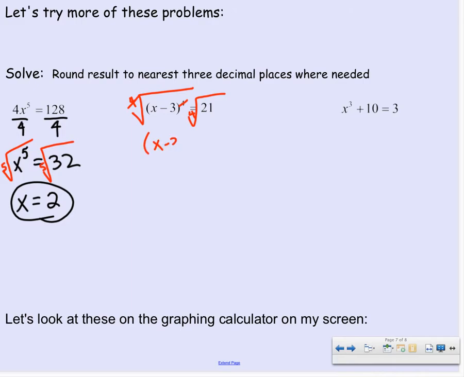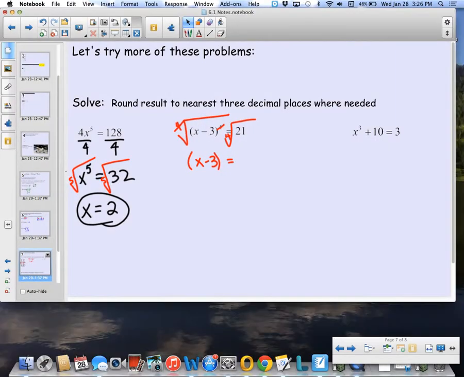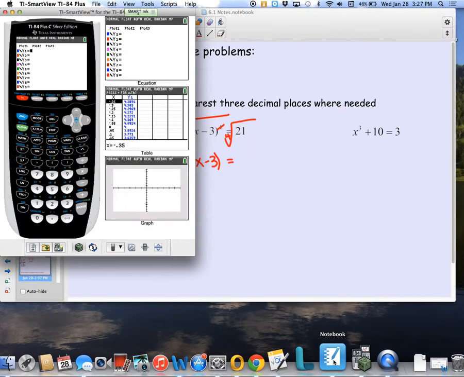So now we have x minus 3. And over here, we have the 4th root of 21. If I try to find 21 on the chart, this is one that is not on my chart. So we hopefully learned how to do this on Friday. If not, I'm going to show you real quick.